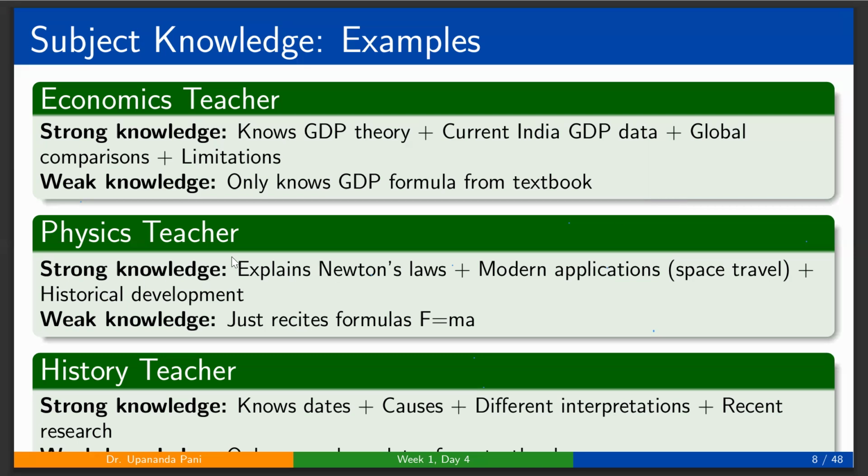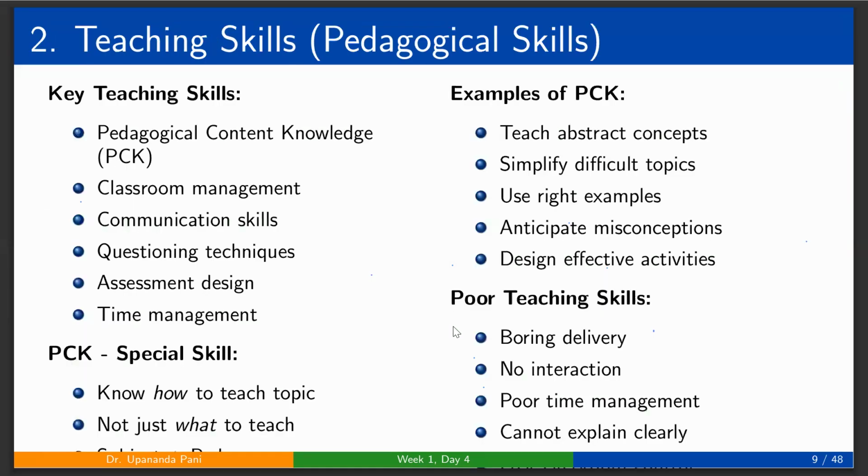Similarly, in the case of a physics teacher, suppose you are trying to explain Newton's law, you should be able to show them some modern applications and the historical development. In the case of a history teacher, he should know the dates plus causes plus different interpretations plus recent research. Likewise.